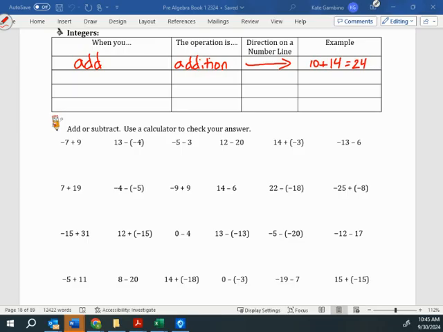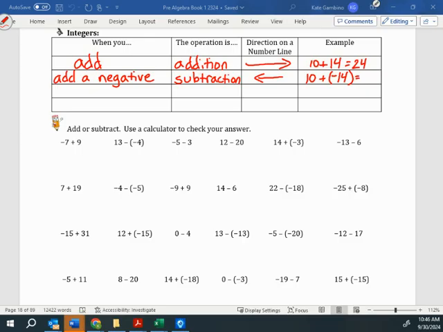But now, if we add a negative, our operation that we're using is really subtraction. And we are going to go to the left on the number line. So that would be like saying 10 plus, I'm going to put parentheses there so we can see that negative is with the 14. 10 plus a negative 14 would equal what?